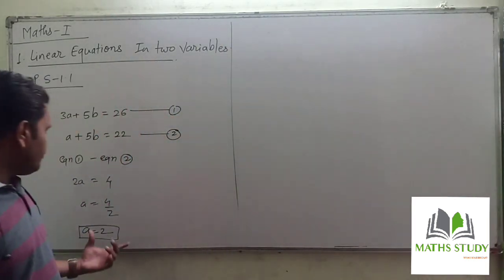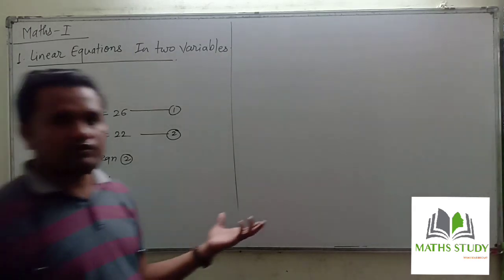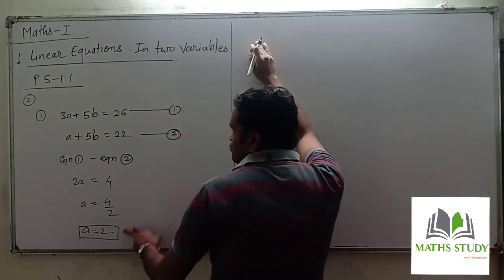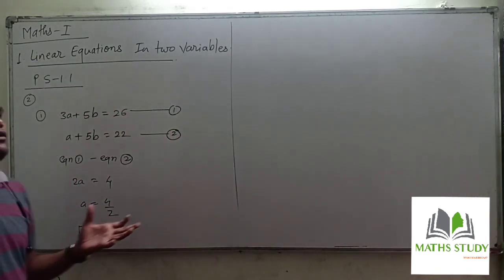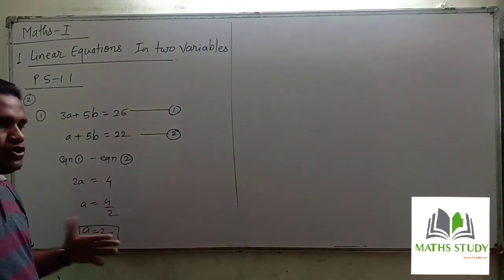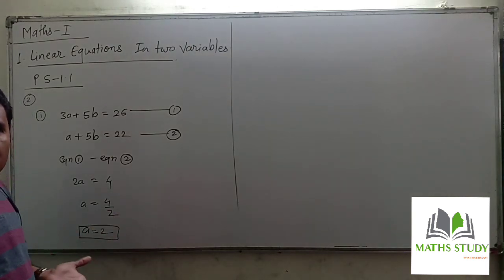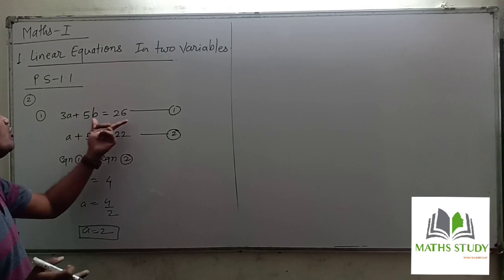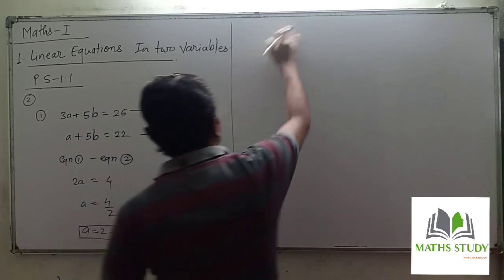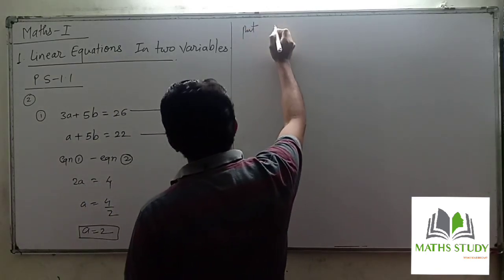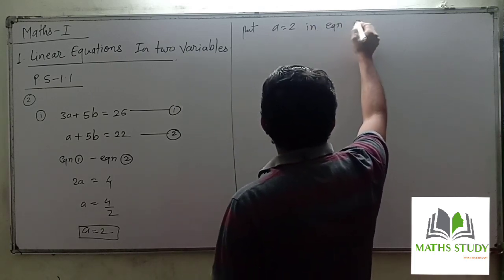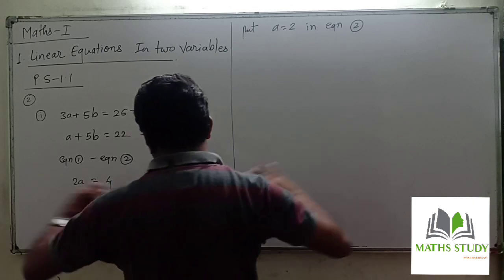Now we will move further. We got one variable, A is equal to 2. What we did in the last question, similarly we have to repeat it again. Now many students ask that when we get the value of one variable, in which equation should we put it? You are totally free to substitute it anywhere. You may put it in 1 or 2. Here I choose equation number 2. So here you have to mention that we put A is equal to 2 in equation 2.